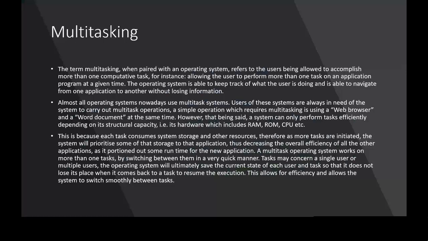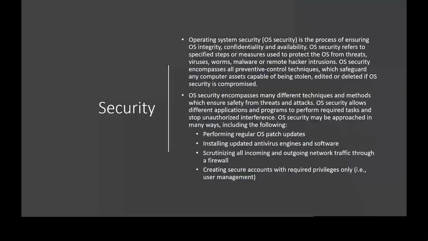A multitask operating system works on more than one task by switching between them in a very quick manner. Tasks may concern a single user or multiple users. The operating system will ultimately save the current state of each user and task so that it does not lose its place when it comes back to a task to resume the execution. This allows for efficiency and allows the system to switch smoothly between tasks.